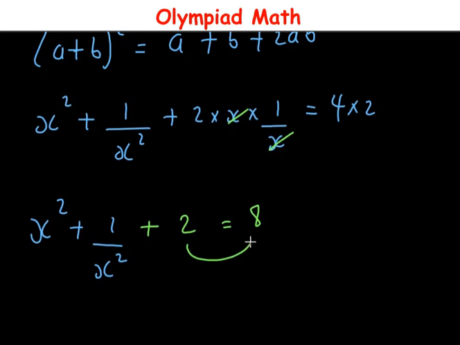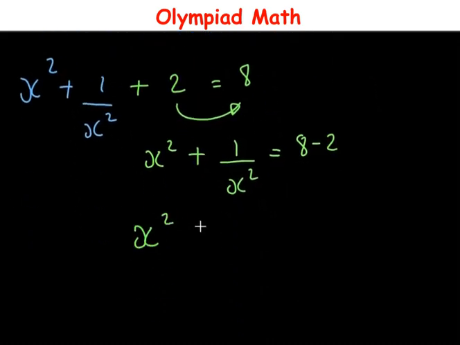Plus 2, come to this side, we have x squared plus 1 over x squared equals 8 minus 2. And from here, x squared plus 1 over x squared is equal to 8 minus 2, which is 6.